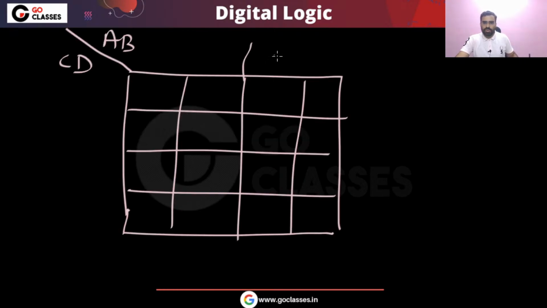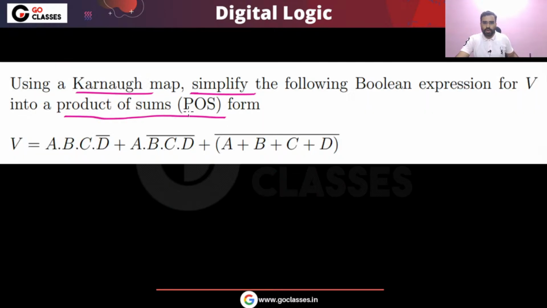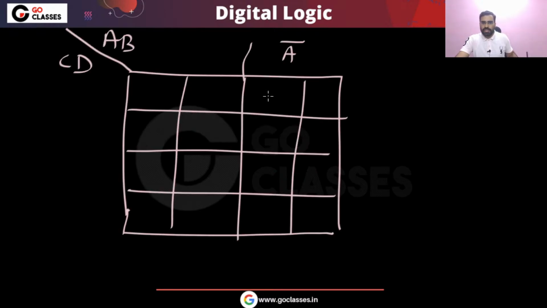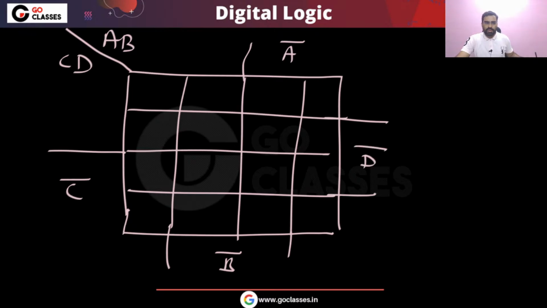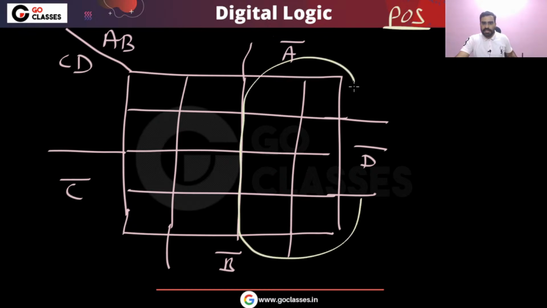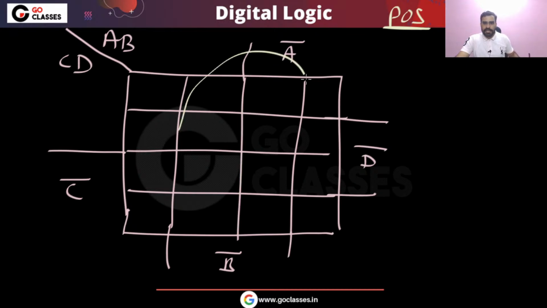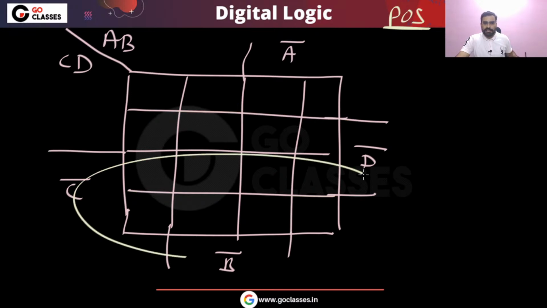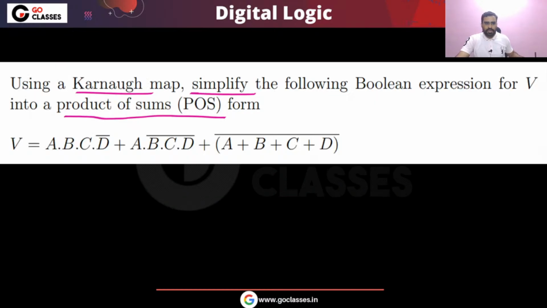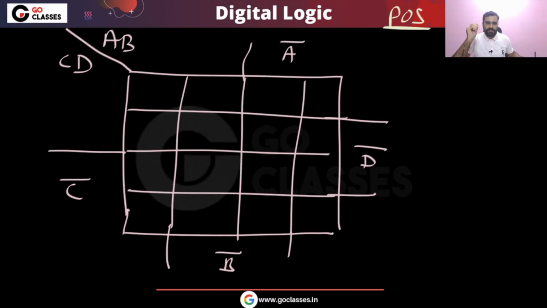Now remember, the question is talking about POS. We want POS, so this will be a bar, this will be b bar, this will be c bar, and this will be d bar. That is the reason this area is the a bar area, this area is the b bar area, this area is the d bar area, and this area is the c bar area.